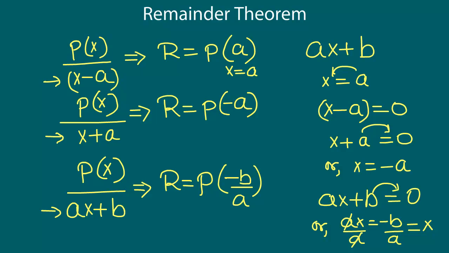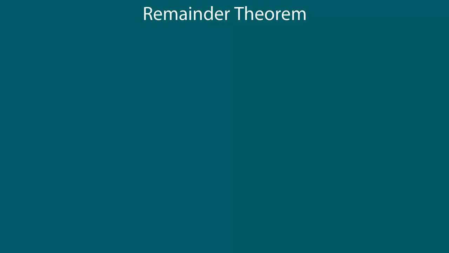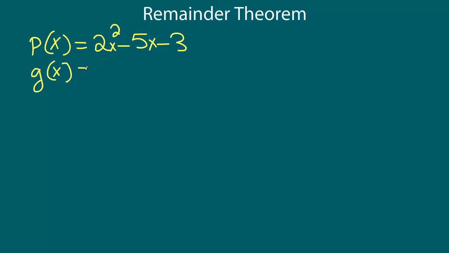Now let's take a look at some examples and verify this for ourselves, right? So let's say we have our polynomial. Let's write a polynomial p(x). Let's say our polynomial is 2x squared minus 5x minus 3. And we want to divide this by a polynomial g(x), which is, let's say, 2x plus 1. So if we want to divide p(x) by g(x), what is the remainder?